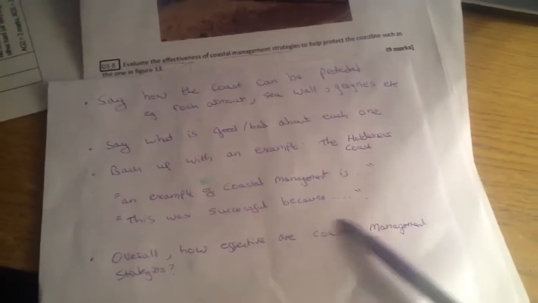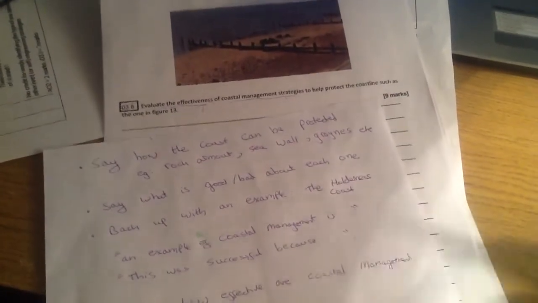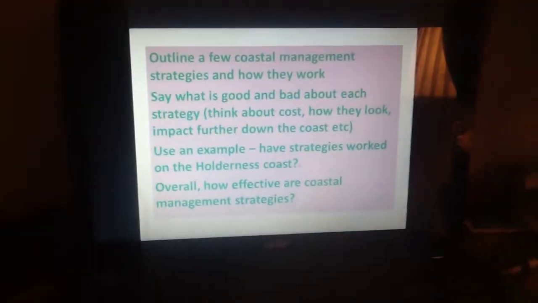And finally, what I would do to get top marks is I would say overall, how effective do you think coastal management strategies are? Overall, is protecting the coast a really good thing to do, or is it not? Okay, so that's what I would do. And in my answer, I would pretty much follow those guidelines.